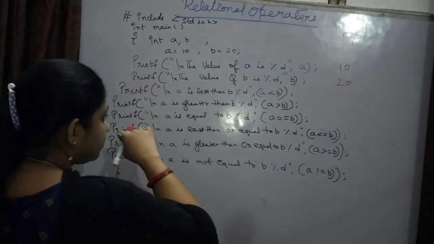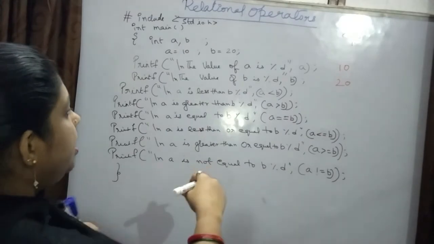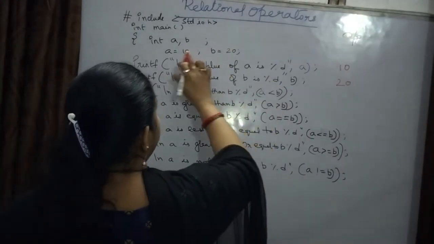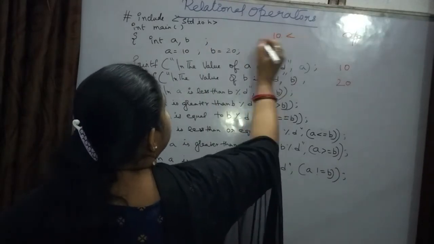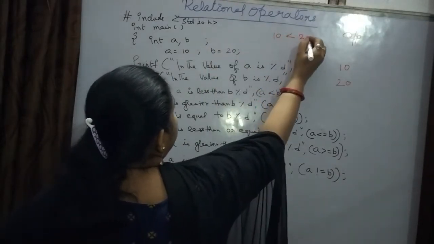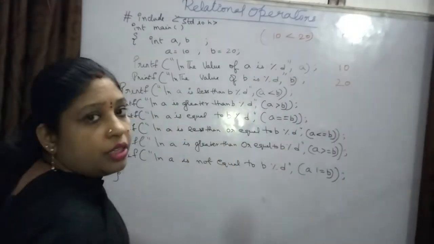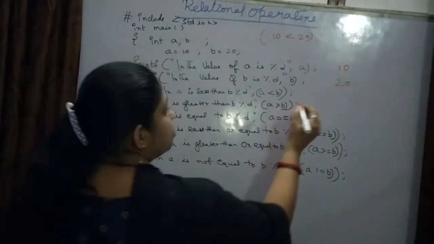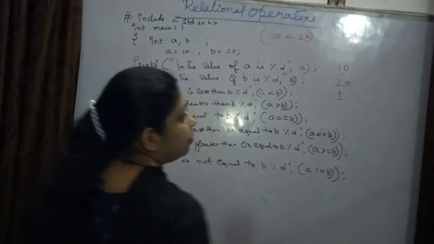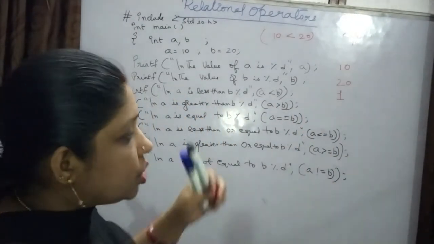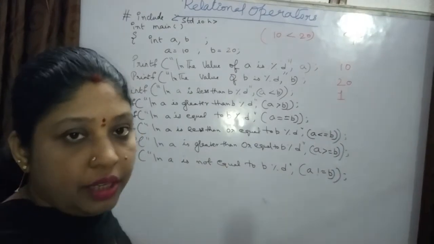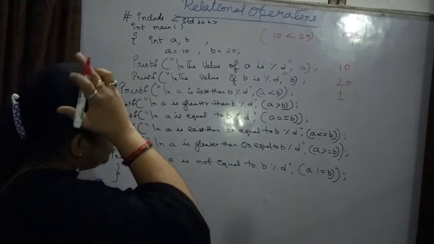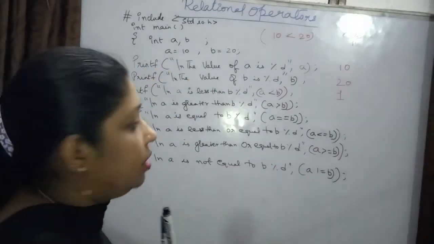Now, A is less than B. Just check whether A is less than B. A is 10, whether 10 is less than B, B is 20. So this condition is satisfied. That means it is true. If the condition is true, it is going to return the value 1. So 1 will be displayed as the output on the screen, right?